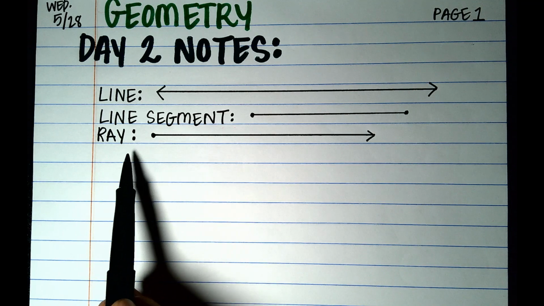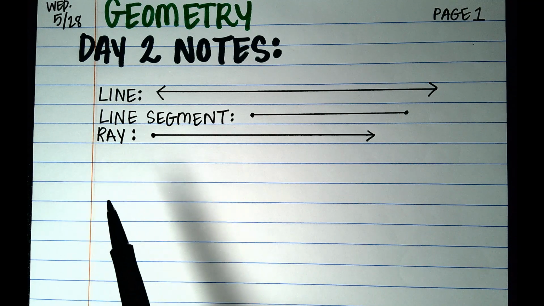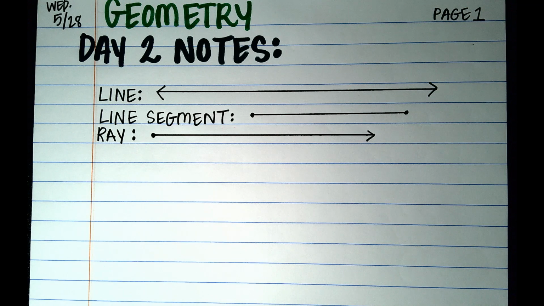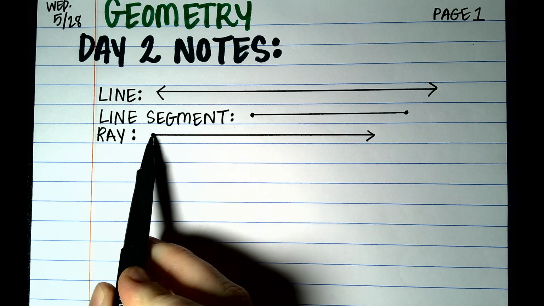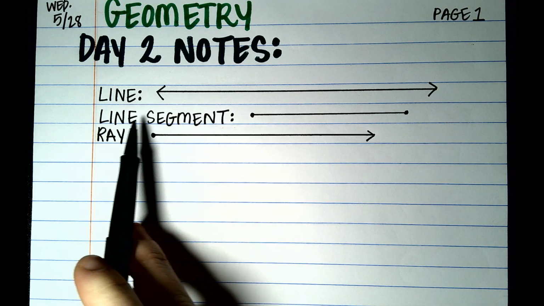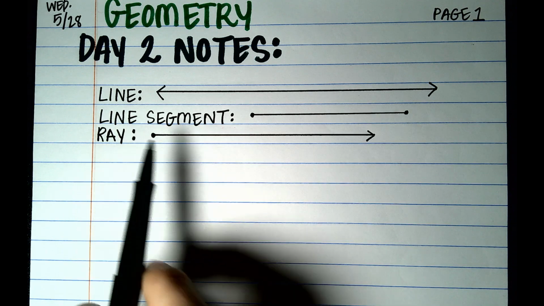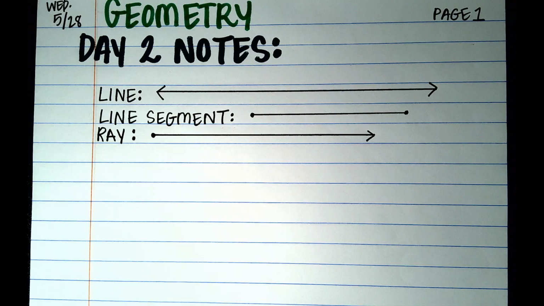I like to think of this as like a ray of sun, because the sun has one center point, and then its rays shine on forever and ever and ever in every direction. But there is one end point, there's a center point there. So we have a line, we have a line segment, we have a ray. Now we're going to start thinking in more than just one dimension.